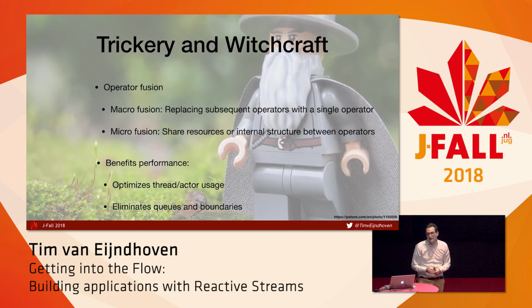Trickery and witchcraft. So there are optimizations in these frameworks. Macro fusion, by saying, well, you use this sequence of operators, but I can do that more efficiently in one operator, so I change the three for one, for example. And microfusion in order to prevent copying of data. They are able to share resources. So under the hood of these implementations are a lot of really nifty tricks in order to optimize the performance. It optimizes the thread and actor usage, and it eliminates the queues and boundaries.